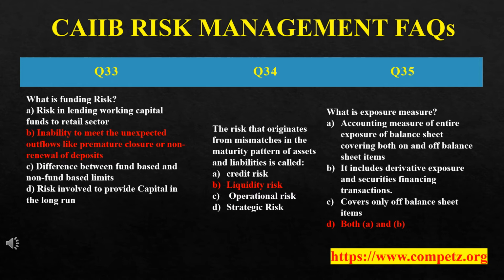The next question: the risk that originates from mismatches in the maturity pattern of assets and liabilities is called dash. That is very simple. The answer is liquidity. But just see why liquidity. Maturing liabilities: what do maturing liabilities mean? A fixed deposit or term deposit maturing on any given date or day, which has to be settled by the bank. That is the outflow of funds for the bank, right?